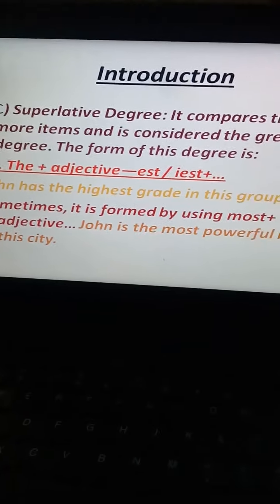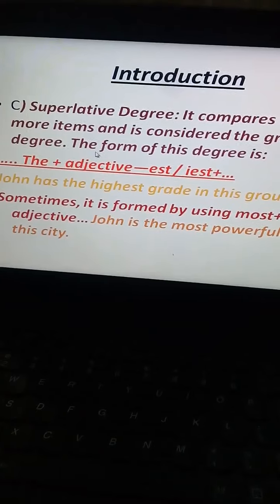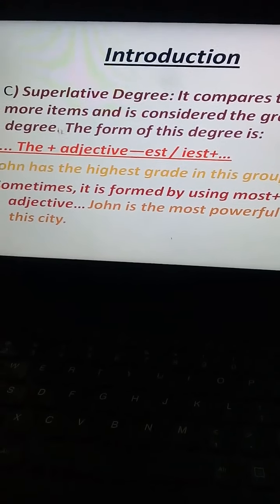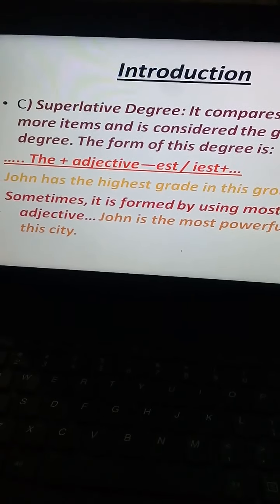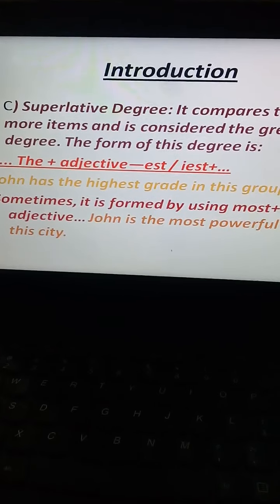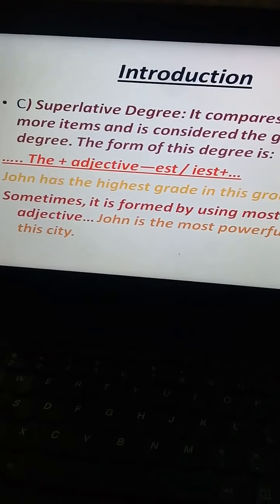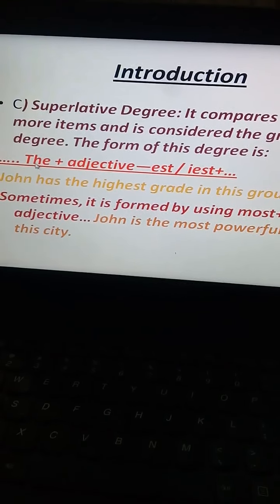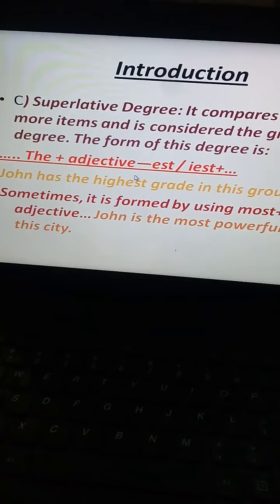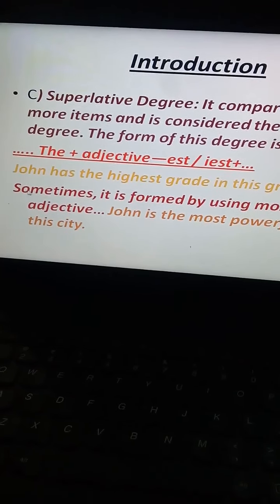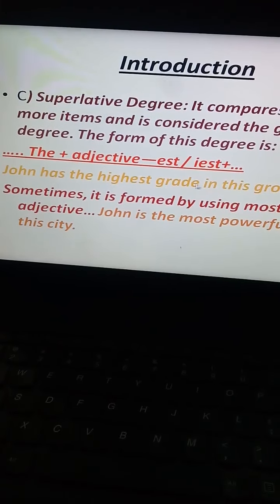Now the third category is the superlative degree. The superlative degree compares 3 or more items and is considered the greatest degree. It may be 10, 100, thousands, etc. The form of this degree is that you have to use an article with the adjective, and after that est or ist will be added to the adjective. For example, John has the highest grade in this group.